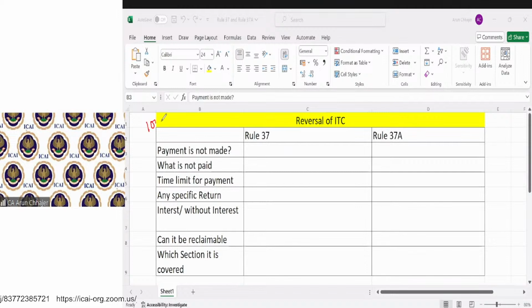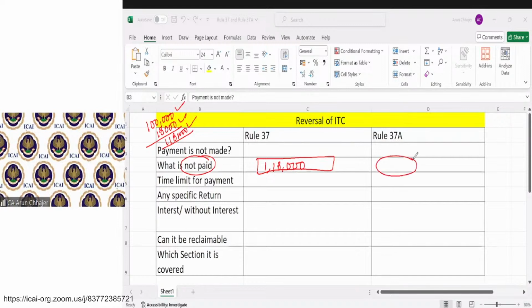My example, let's say 1 lakh is the taxable value, 18,000 is the tax, total is 1,18,000. What is not paid? Tell me which amount is not paid. 1,18,000 or 18,000? Give me the answer by giving the amount. The answer is invoice value including taxes, 1,18,000. But what about 37A? Which payment is not made? Which part is not paid? The answer would be taxes.